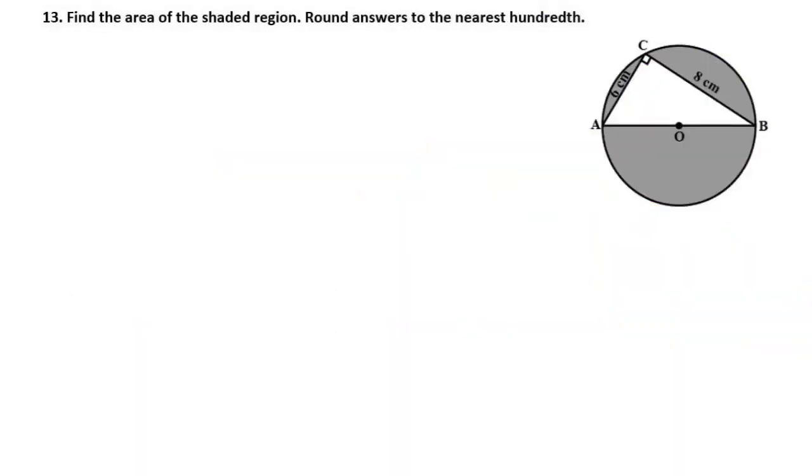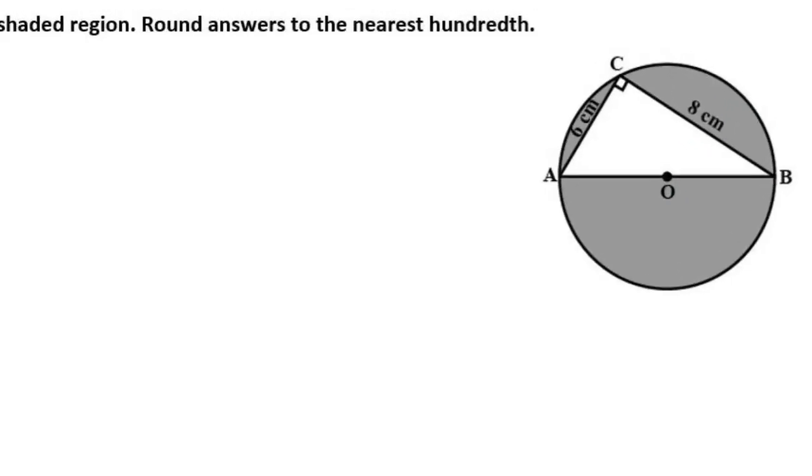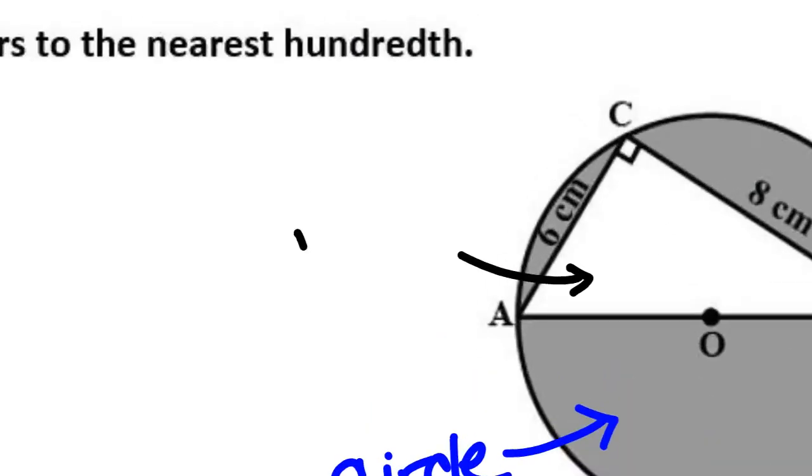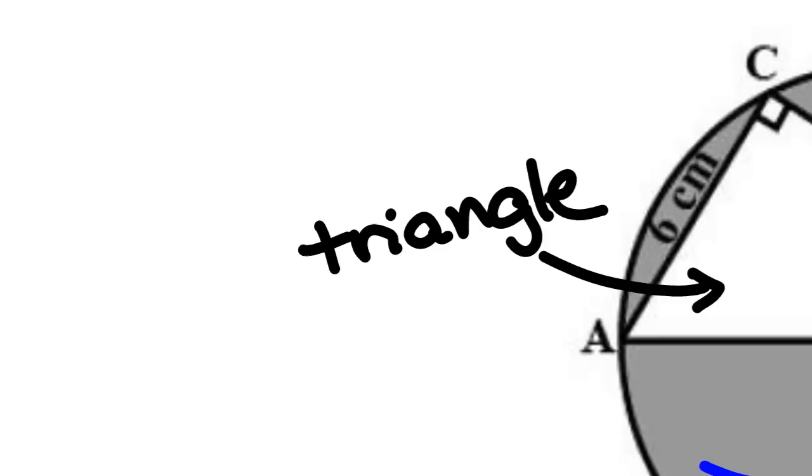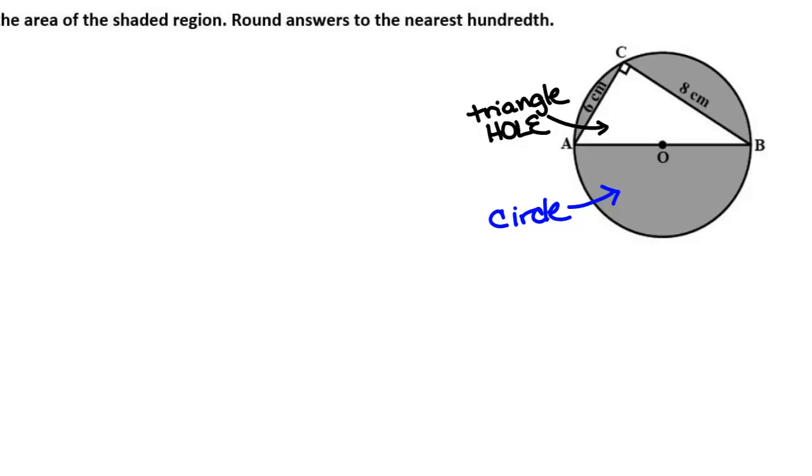All right, let's go look at number 13 now. Here's number 13. It says find the area of the shaded region. I have two shapes going on here. What are those two shapes? I have a circle. And what's the other shape? Triangle. Which one is the whole? The triangle is the whole. The triangle has been cut out of the circle. It is the part that is not shaded.